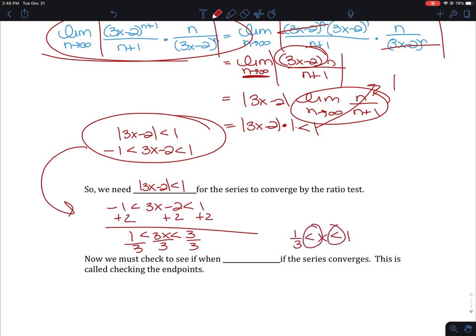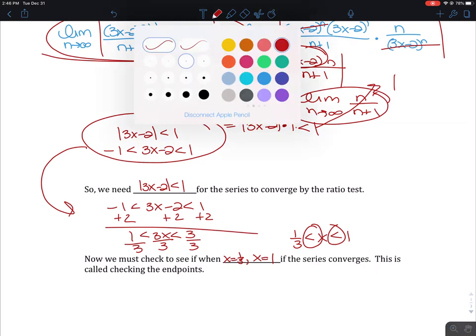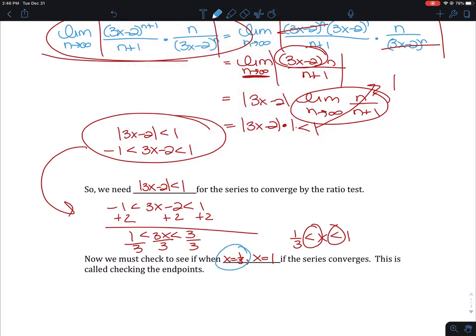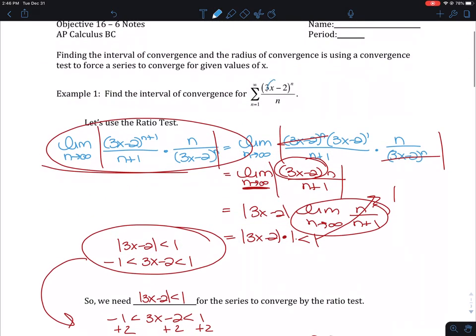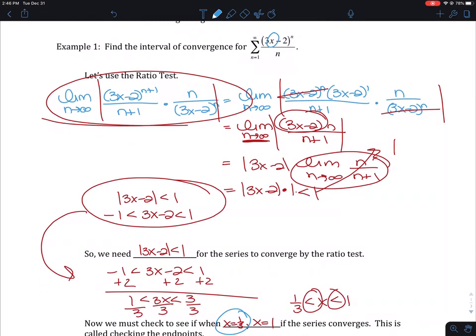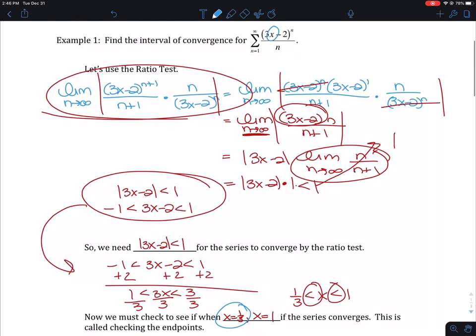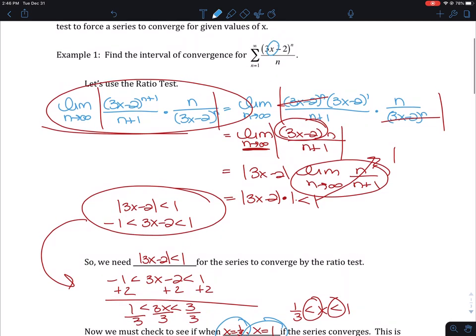I have to test to see whether or not x can be equal to 1/3 or equal to 1. So I have to do what's called checking the endpoints. What that means is that I have to take the 1/3 and plug it in for x up here and do a test for convergence. Then I have to do the exact same thing, but plug in 1 for this x and do another test. So this is where it's kind of a pain, because you could do all this work for nothing because it could be just divergent.